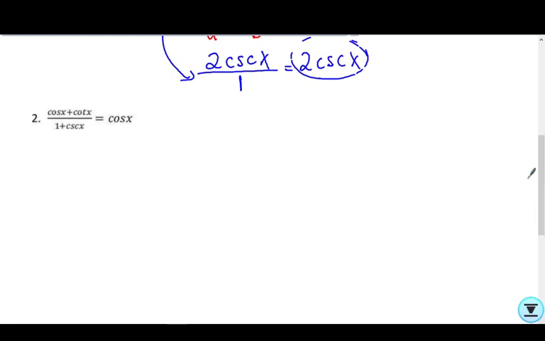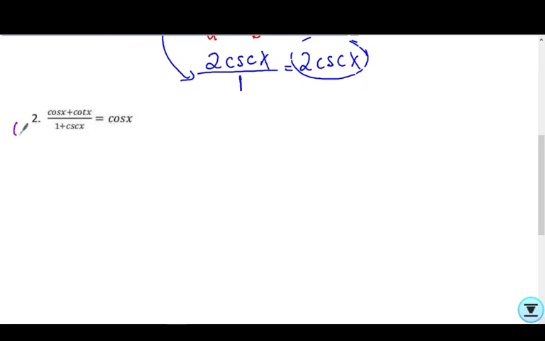Now, number 2, looking at it, again going through my steps, we're obviously going to start with the left side. It's the more complicated side. Do I have any foiling or factoring or squared terms? No. We don't have 2 fractions, so we're not going to get common denominators there. We do have 1 plus a trig function on the bottom, so that would say to use the conjugate. Okay, so let's start there.